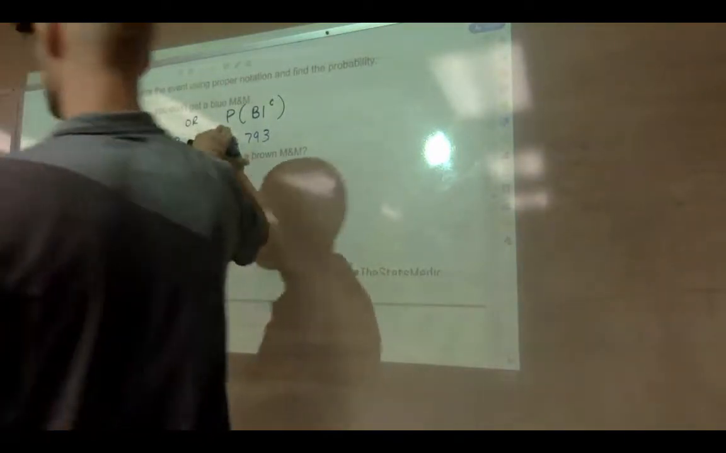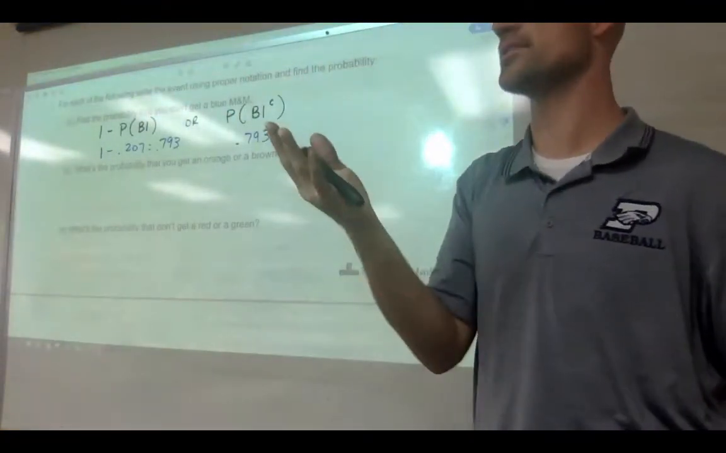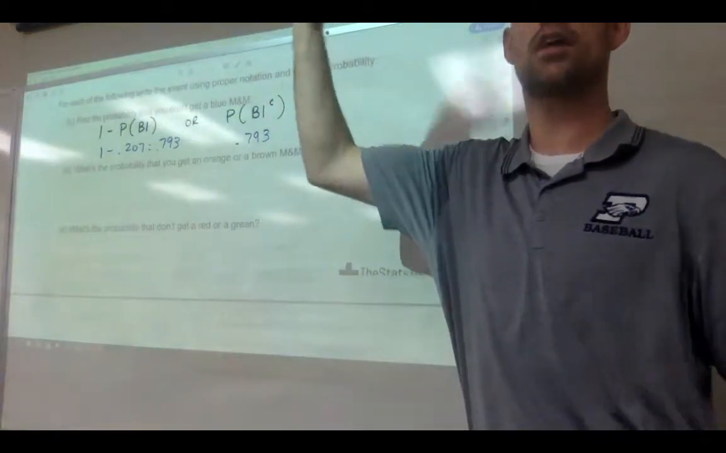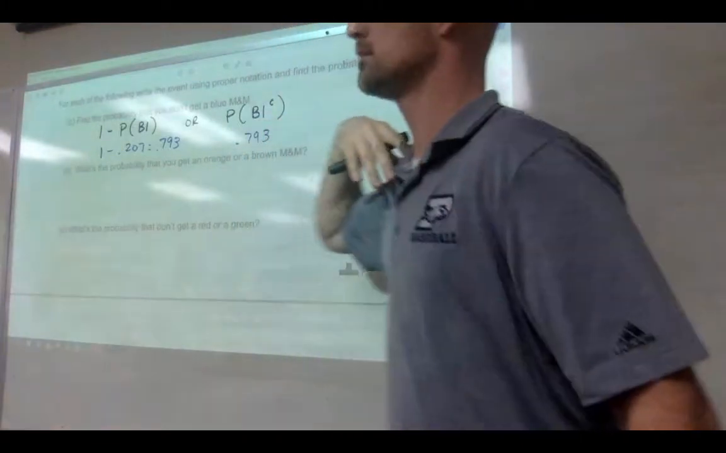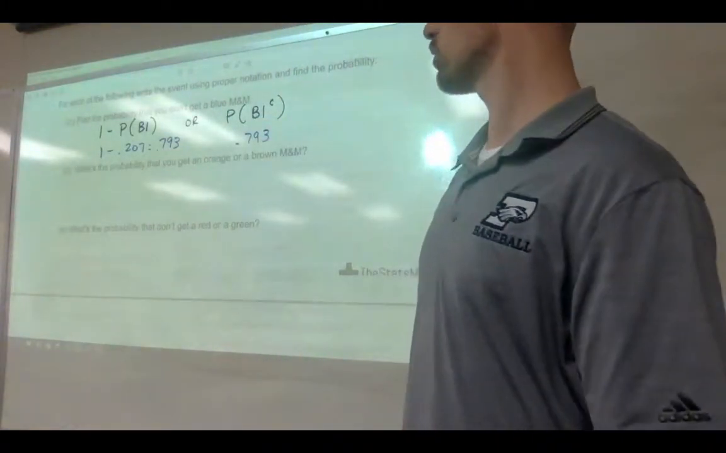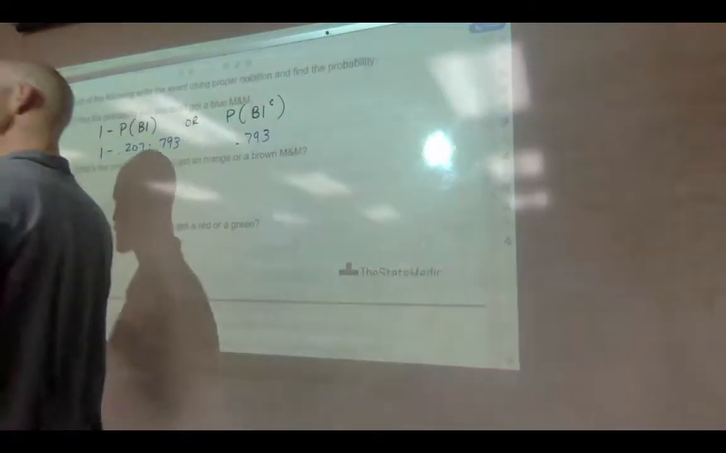So P means probability. Whatever's inside the parentheses, you can write that a bunch of different ways. In this case, they did BLC, blue complement. A superscript of C means complement. What's the probability that you get an orange or a brown? 0.3 is not. So let's talk about notation first.